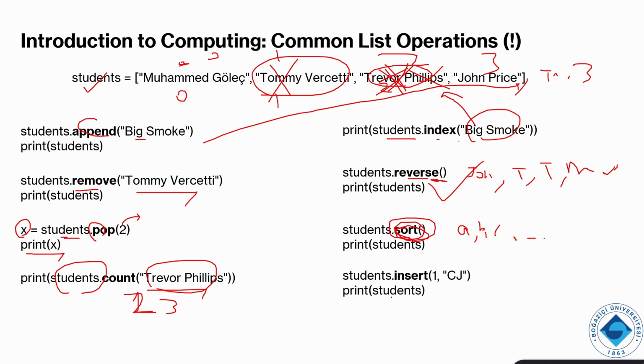Let's continue with insert. I think you already know it. Here we write the index where we want to put our string. If I say 1, it will go 0, 1. It will put it between Mohammed Gulech and Tommy Vercetti, the CJ name here.